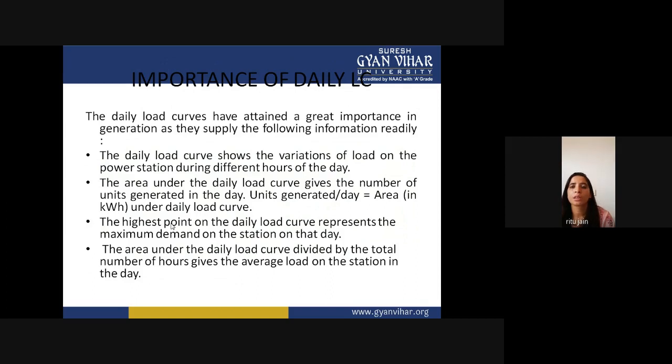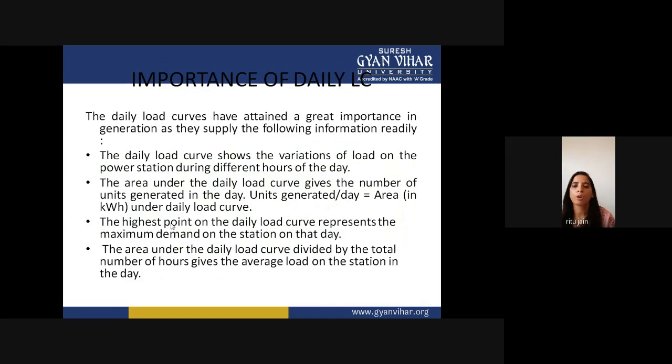So first, the daily load curve shows the variation of load on the power station during different hours of the day. The second one, the area under the daily load curve gives the number of units generated in the day. So units generated per day is equal to the area under the daily load curve. From the graph, you can easily find out how much generation, how many units a power plant is generating, by calculating the area under the curve.